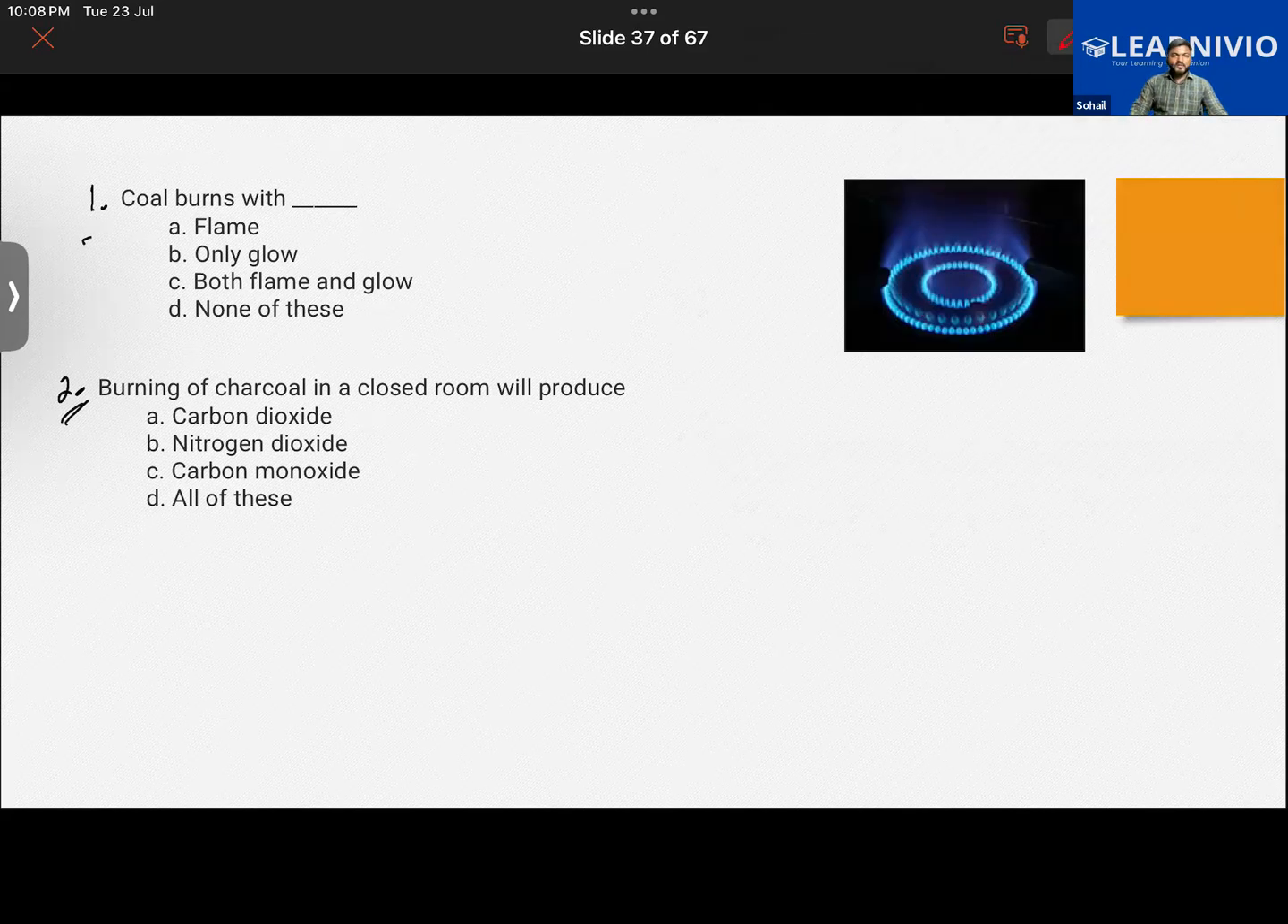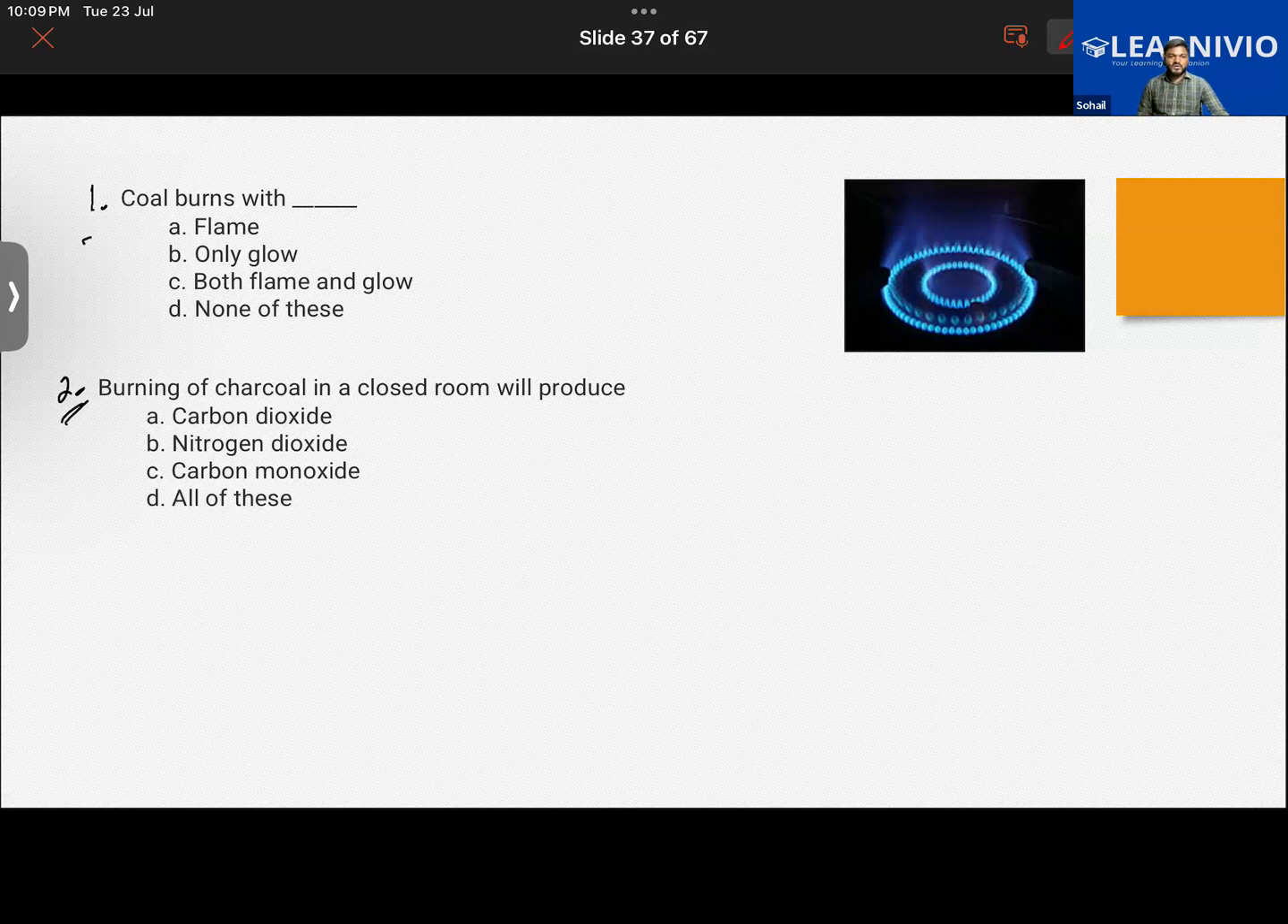Okay. Talking about the second question, burning of charcoal in a closed space, in a closed room, can be very fatal. It can be very dangerous, because in a closed room there would be a lack of air. So in a lack of air and limited supply of oxygen, charcoal would be burning incompletely. It will not completely burn. Incomplete combustion will be taking place.